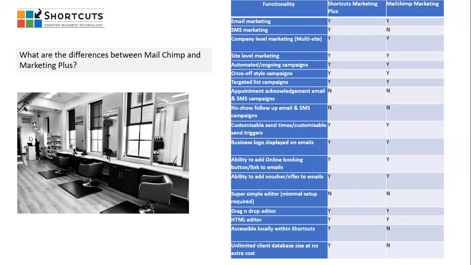Site level marketing, automated ongoing campaigns, one-off style campaigns, yes, yes, yes. Targeted campaigns, yes. Appointment acknowledgement, email and SMS campaigns, neither of those will appear in Marketing Plus or Mailchimp. But like we said, we've got those in the cloud campaigns as well. Same for no-show follow-up. Customizable send times, customizable send triggers, yeah, they're both in there. Business logos, yeah, all fairly standard stuff for campaigns. Adding online booking links and offers, yeah, absolutely.